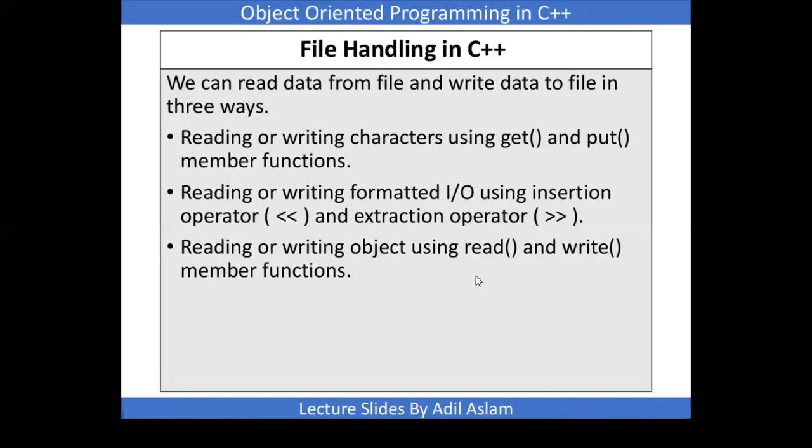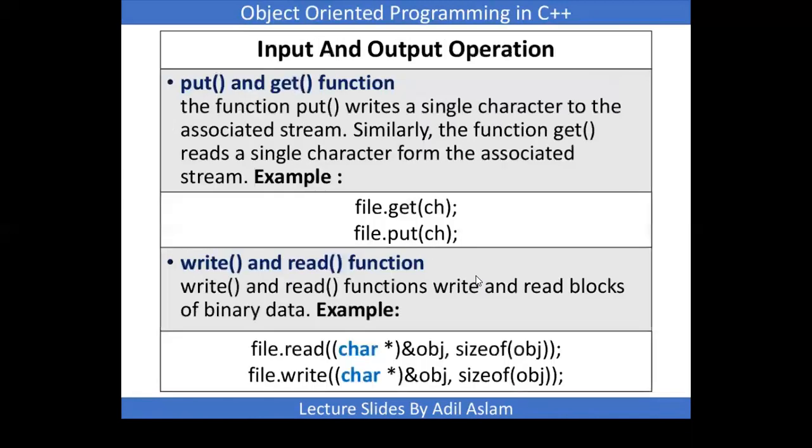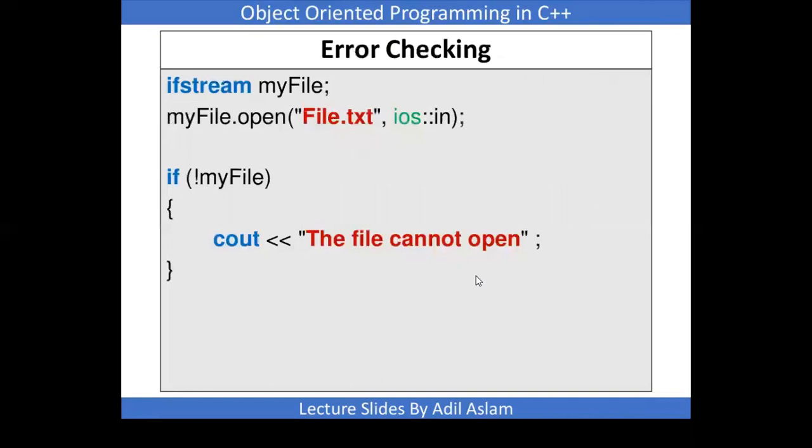So, to sum up, there are three methods to write or read data from the secondary file. Character by character, we use the get and put member functions of the file object. For formatted input and output, we use the insertion and extraction operators. And for sentence writing and reading, we use the read and write member functions at the secondary file. Here, these are the syntaxes that we have almost covered in our previous lectures.